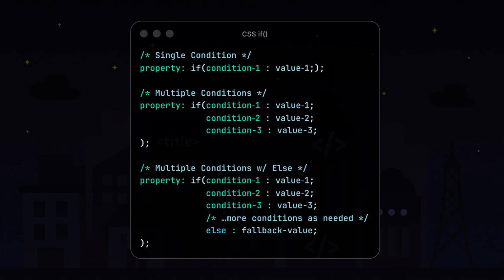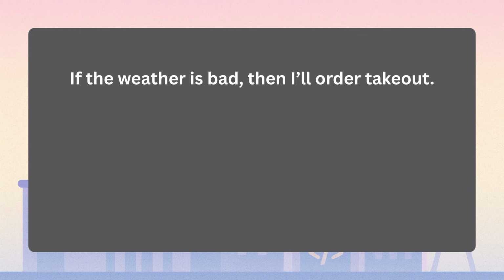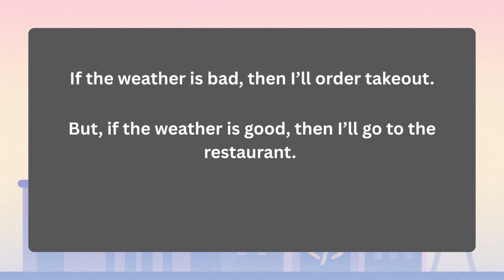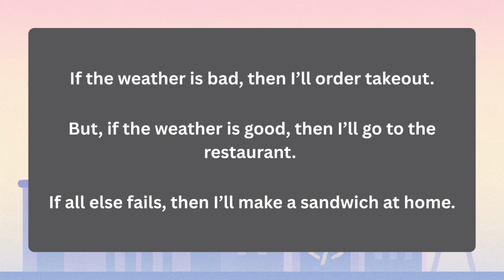CSS has if statements now. If you're not familiar with if statements, they're one of the ways that we can make decisions in code. We can visualize this by breaking down a simple real-world decision, such as, if the weather is bad, then I'll order takeout. But if the weather is good, then I'll go to the restaurant. If all else fails, then I'll make a sandwich at home.